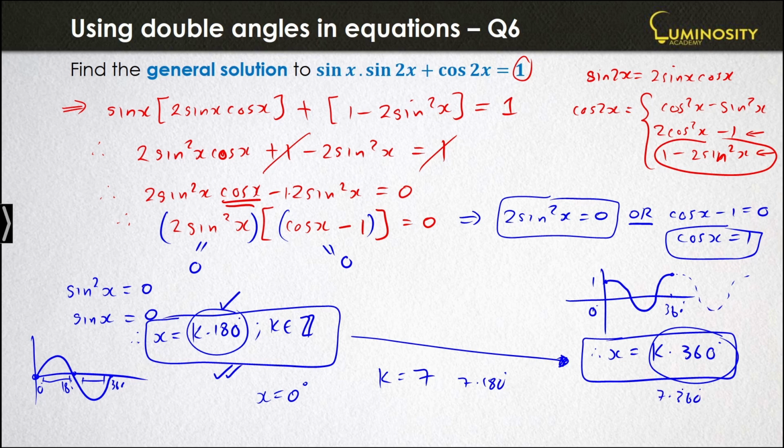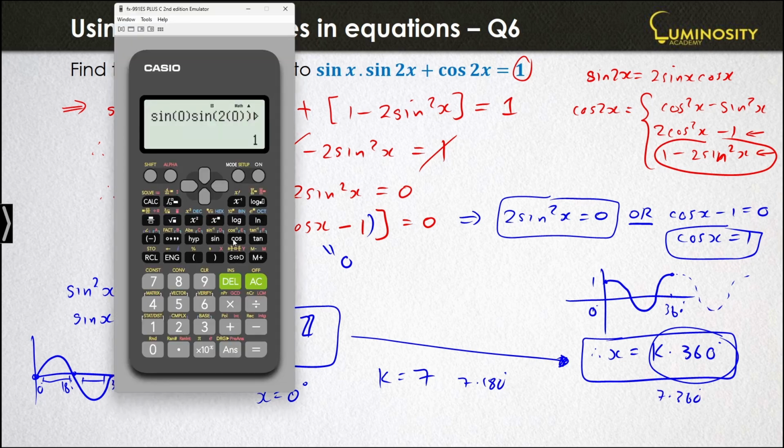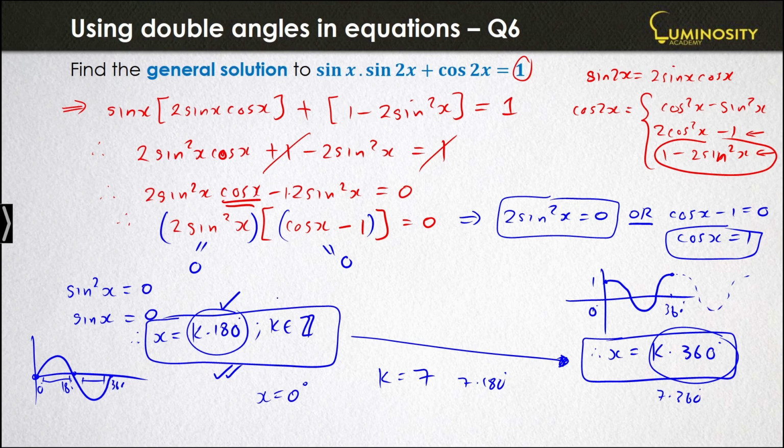So again, we can double check. So I'm going to put here 7 times 180. It's going to be 2 times 7 times 180. And this is going to be 7 times 180. 1. Alright, and if I even put 360 degrees here, you'll see it'll work. Okay, so any integer multiple will work. Alright, so that is the final general solution here to this trigonometric equation.